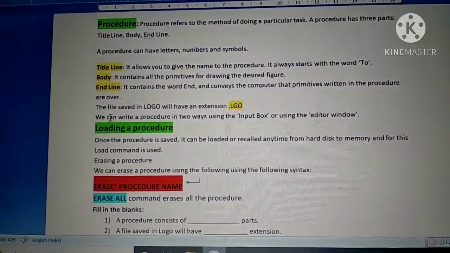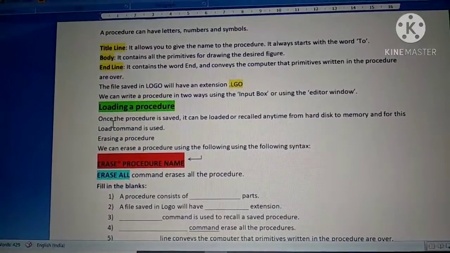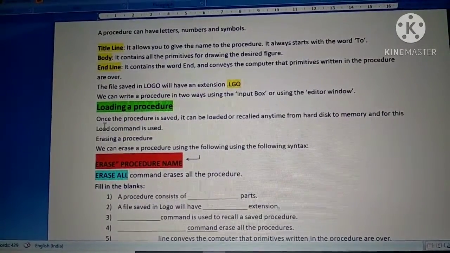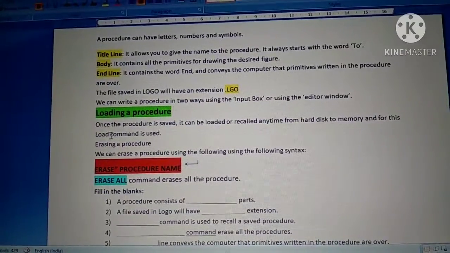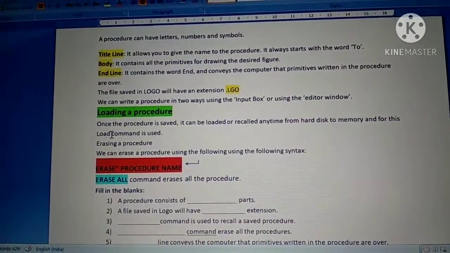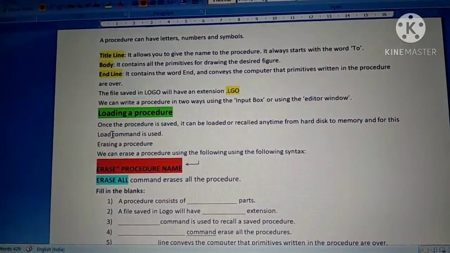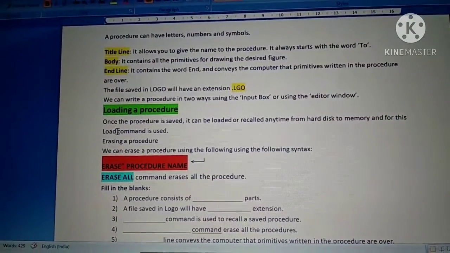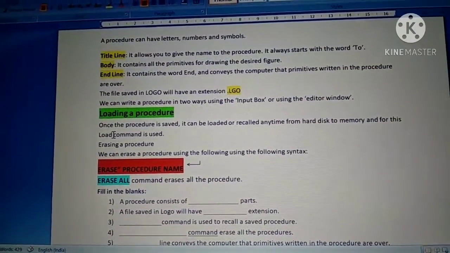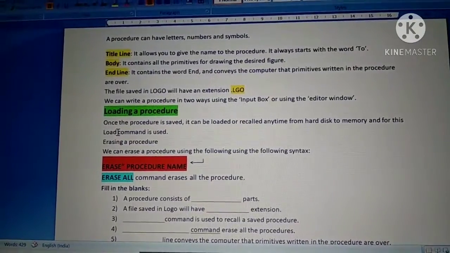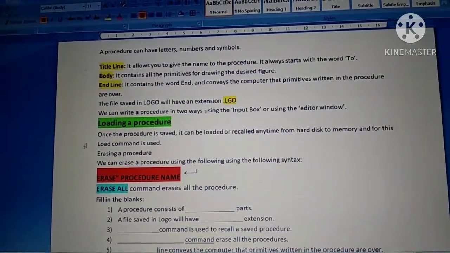Next is loading a procedure. Loading means to recall a procedure. For this we use the load command. When you save a procedure, it will be in the computer's memory. If you want to recall it anytime, you can use this command, the load command.